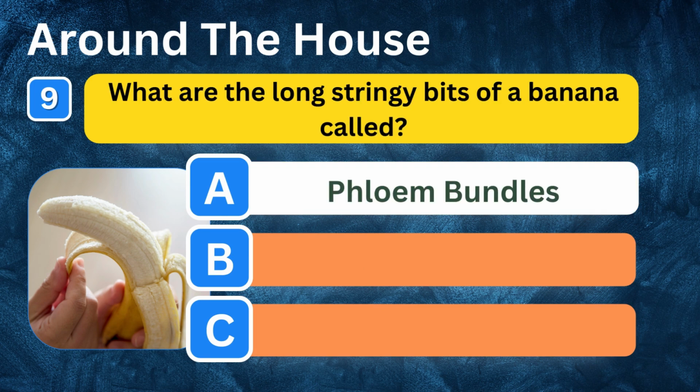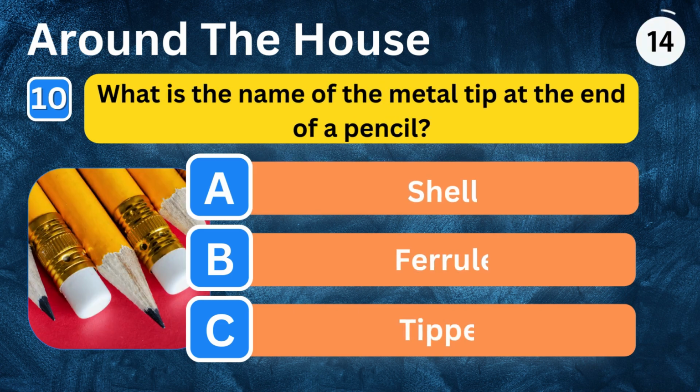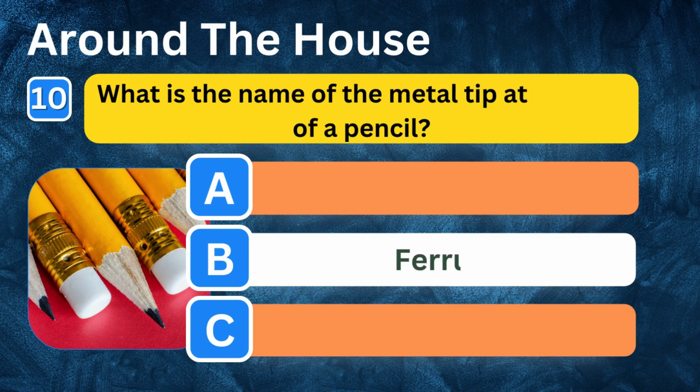And the last question of this round, question number 10. What's the name of the metal tip at the end of a pencil? Is it a shell, a ferrule or a tippet? And the answer? It's called a ferrule.